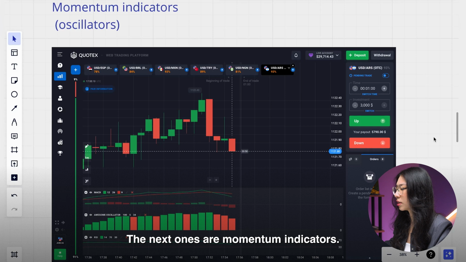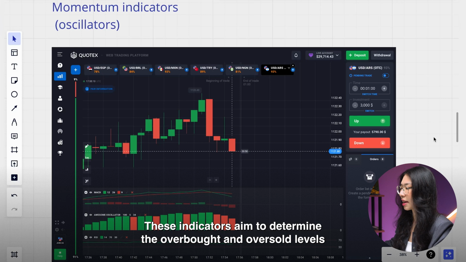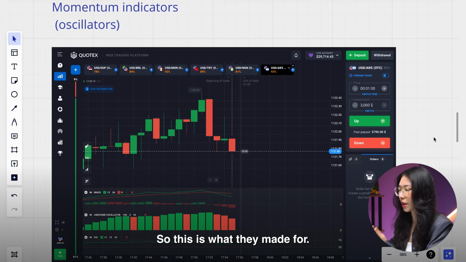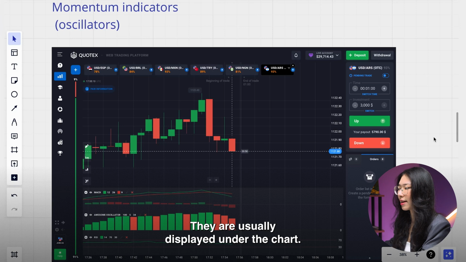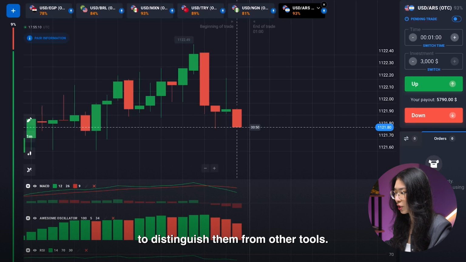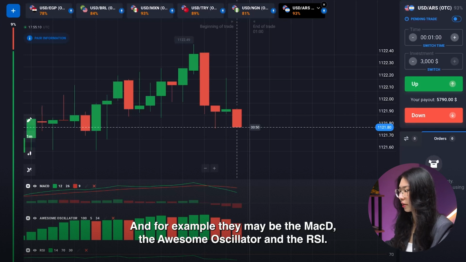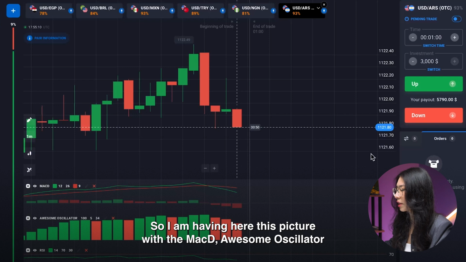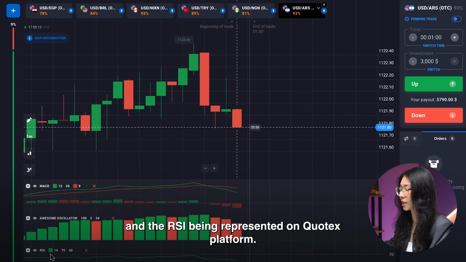The next ones are momentum indicators. We can call them oscillators, and these indicators aim to determine the overbought and oversold levels and find potential price reversal points. This is what they're made for. They're usually displayed under the chart, so it's easy to distinguish them from other tools. For example, there may be the MACD, the Awesome oscillator, and the RSI. I have here this picture with the MACD, Awesome oscillator, and the RSI represented on the Quotex platform.